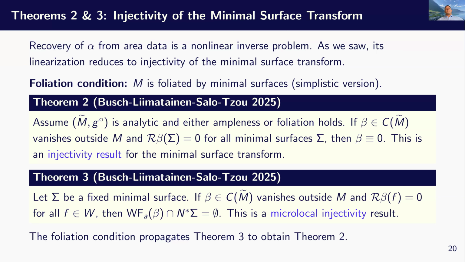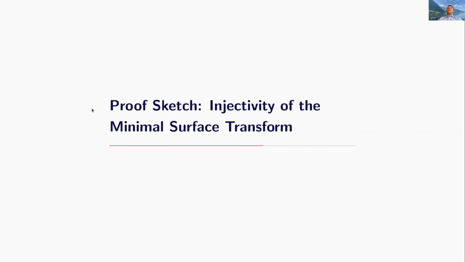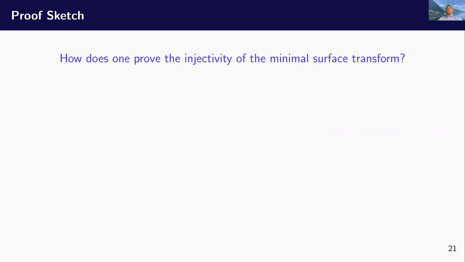And in fact, this theorem 2 will be obtained by propagating theorem 3. And I will actually go to that now. So let's go to the proof of this injectivity of the minimal surface transformation, to this theorem 2. How do you prove these kinds of theorems? I will sketch the proof, and then I will tell you what I think are the most interesting things about the proof. So how do we prove it? How do you prove the injectivity of the transformation?